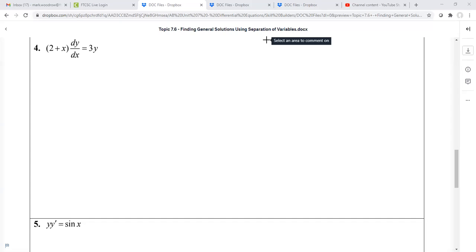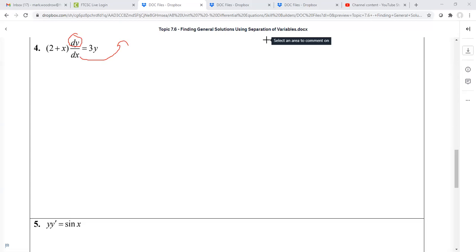So this is problem number 4 on worksheet 7.6, and we have a differential equation. As in the notes, the first thing you have to do is separate your variables. You need all your x's on one side and all your y's on the other. Since this dy is on the left side, all my y's need to be moved to the left, and I've got to take my dx's over to this side.